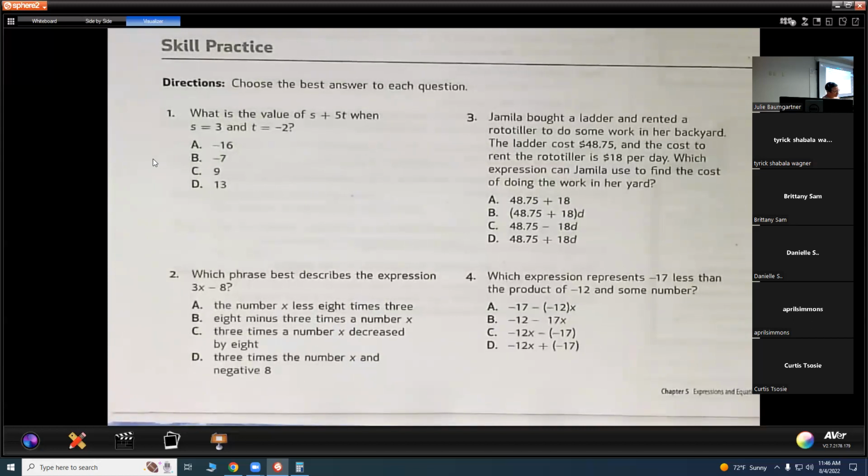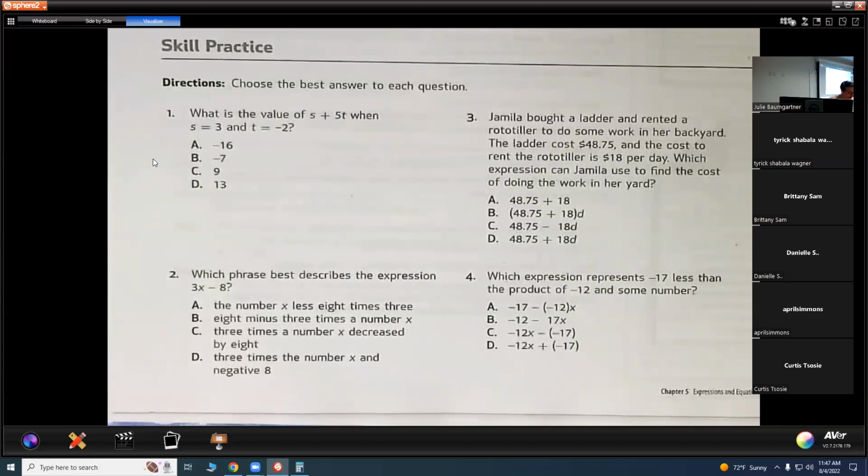All right. What is the value of s plus 5t when s equals 3 and t equals -2? What did you guys choose for this one? A, B, C, or D? Okay. Everyone's being shy. It is the end of the week.